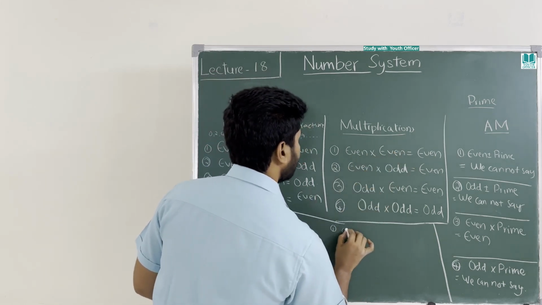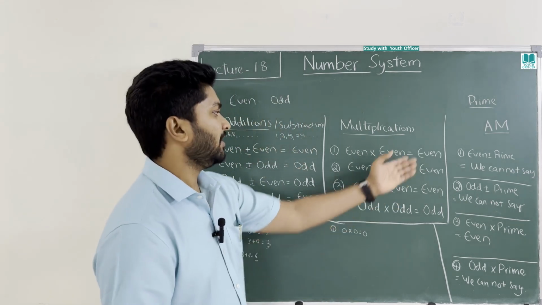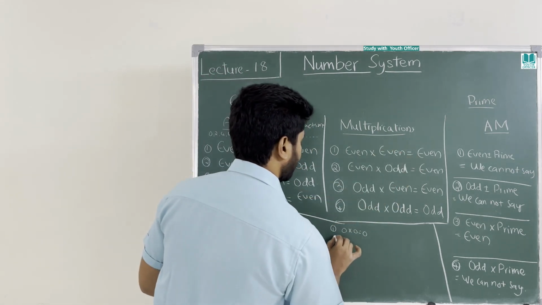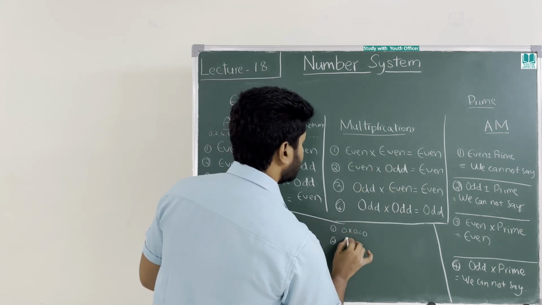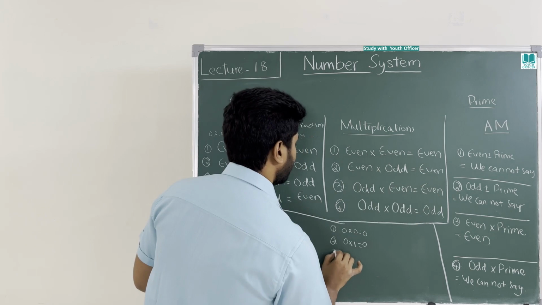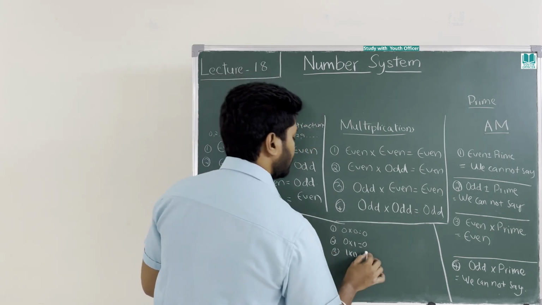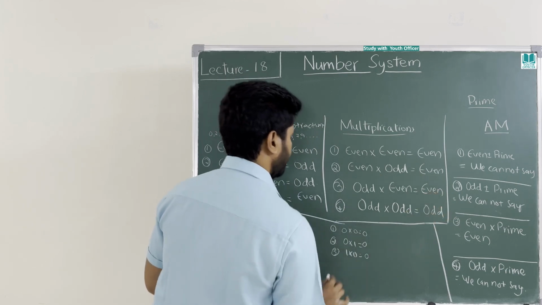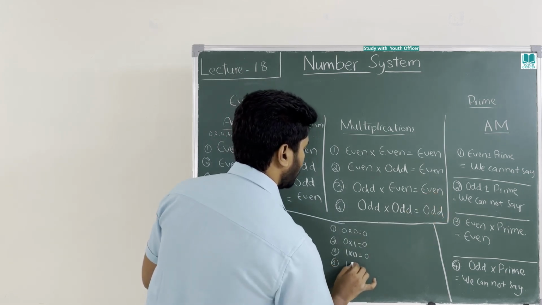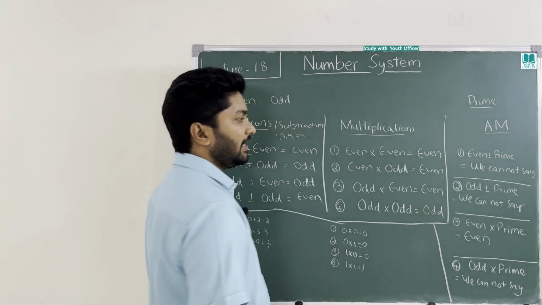Even into even, 0 into 0 is 0. 0 is an even number, answer is an even number. Second one, even into odd, 0 into 1 is 0, even number. Third, odd into even, 1 into 0 is 0, even number. Fourth one, odd into odd, 1 into 1 is 1, odd number. Done.